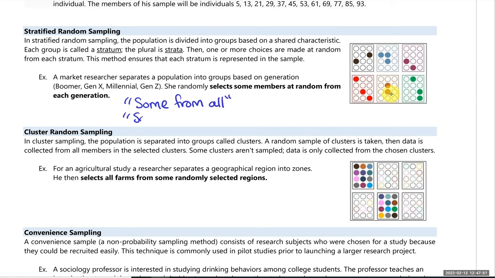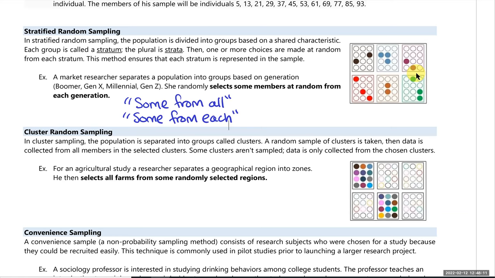Or some from each. My short way of remembering. Nobody gets left out, whether you're a baby boomer or a Gen X, millennial, whatever the case. And we don't worry about how many people to pick from each group beyond just the general idea.